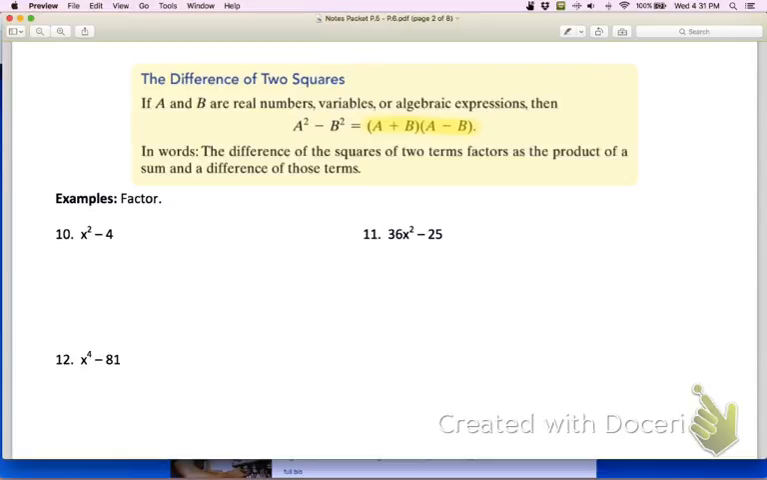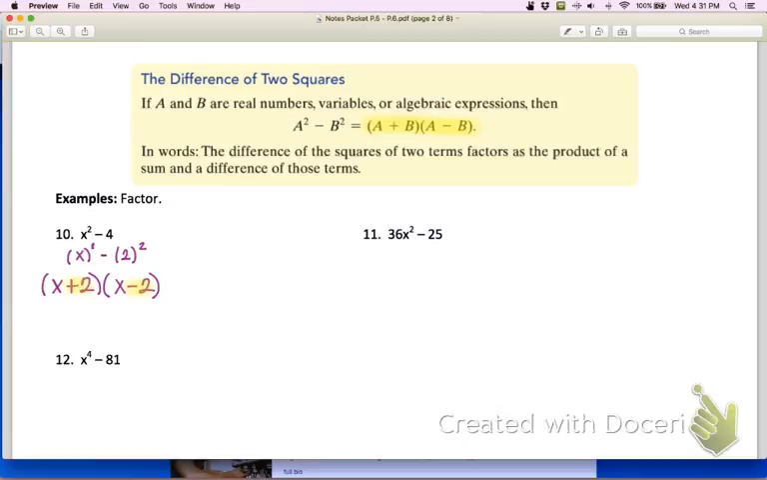So if we look at number 10, this is x squared minus 2 squared. So x is a and 2 is b. I can very quickly factor this to be x plus 2 and x minus 2. It will always work out that way where we have one sum and one difference. So look ahead at number 11.